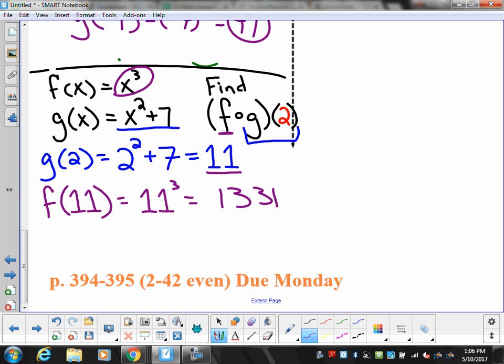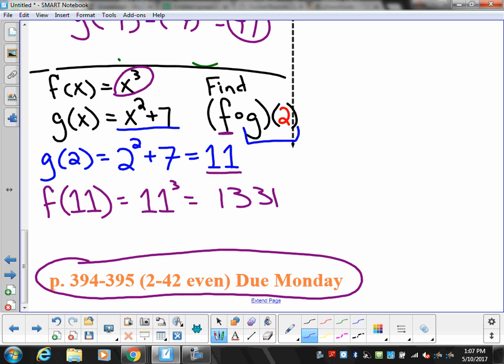So that's the setup. The assignment is down here at the bottom. Okay, it's page 394 through 395, 2 through 42 even. So you have 21 problems. Some of these are pretty simple. Some of them take a little bit more time, but not a long time. And it is due on Monday. We will have our STAR test, I think, on Friday is what it's looking like. And then next week we will finish up the semester with logarithms. So if you have any questions, let me know.